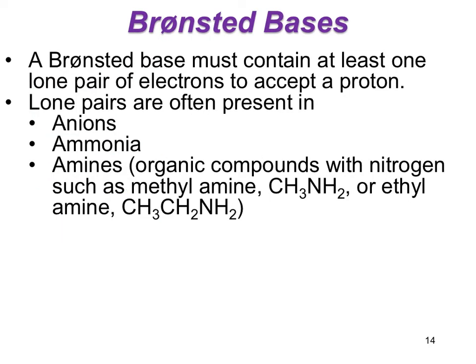A Bronsted base must contain at least one lone pair of electrons to accept a proton. Lone pairs are often present in anions, ammonia, and amines, which are organic molecules with a nitrogen, such as methylamine, CH3NH2, or ethylamine, CH3CH2NH2.